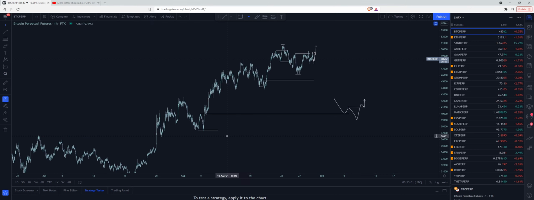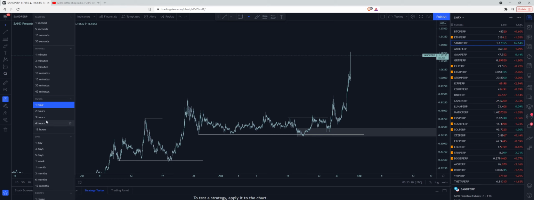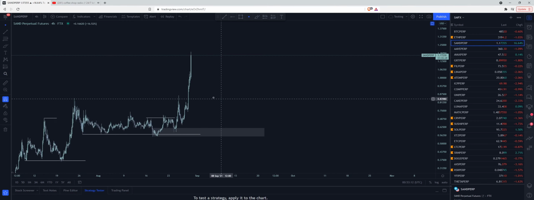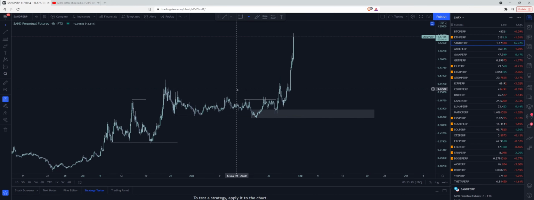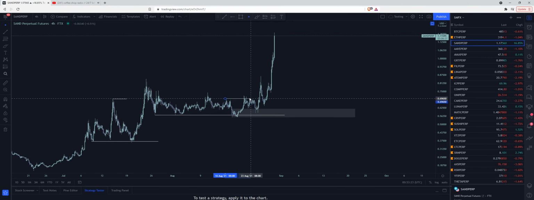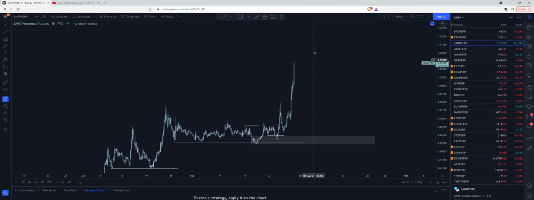Alright, so that pretty much concludes today's episode. I'm not really looking at many alts. I'm still in this SAND position, called this live on my Twitter. So again, just using the same pattern. We're sweeping out equal lows, breaking above the high, sweeping out equal lows again, breaking above the high, and then again here. Forming the same pattern, sweeping out a low, breaking above the high, and there's the entry. Doesn't get much cleaner than that.